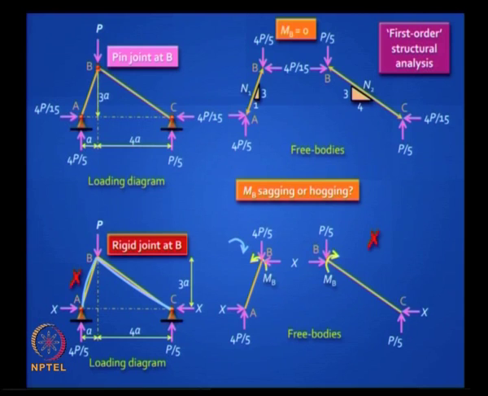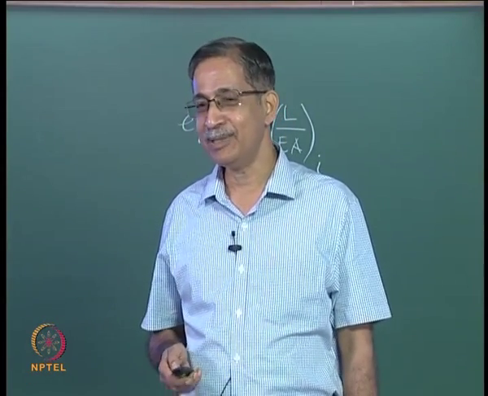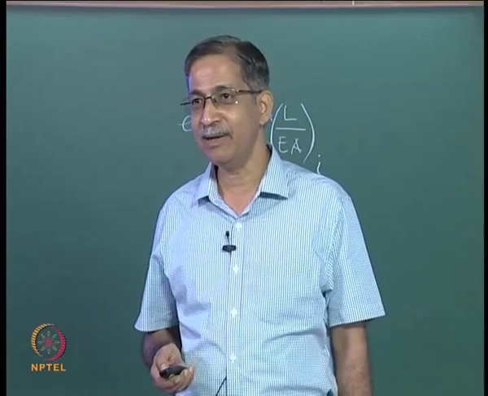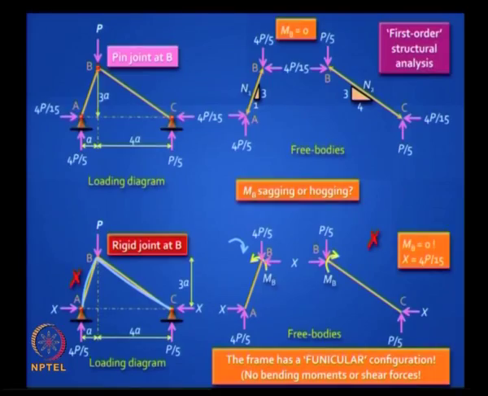There is another reason for this. Can you tell me why is there no bending moment? Perfect. This shape is funicular for that particular loading. This shape is funicular for that particular loading. And how do you recognize it's a funicular shape? The beam and the concentrated load is acting at that point. The bending moment diagram is exactly.